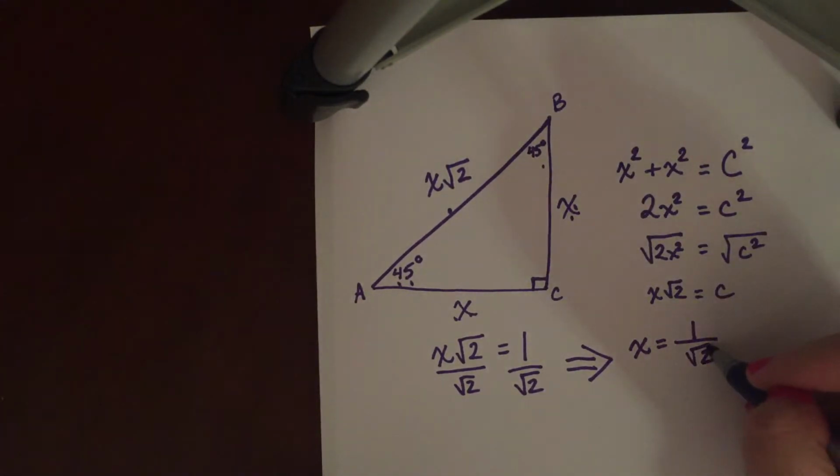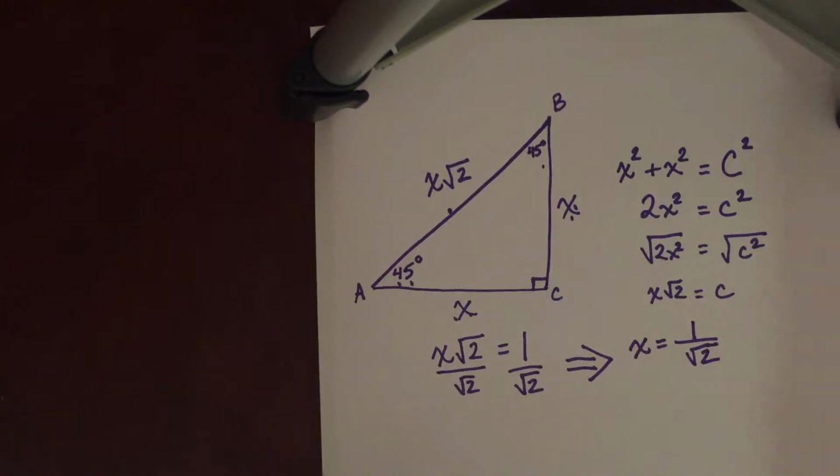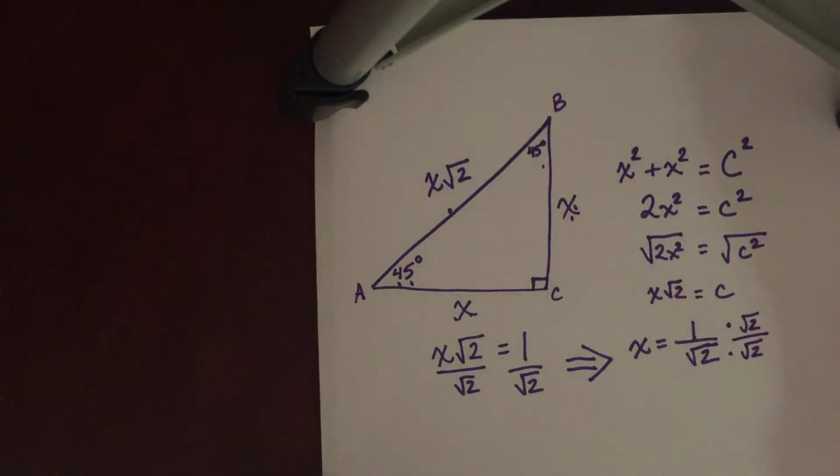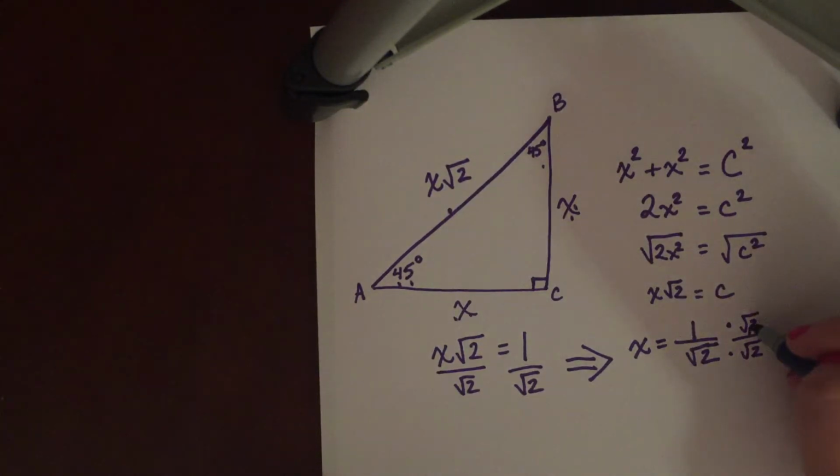And as a remnant of the old way of doing math before we had calculators, we like to rationalize our denominators. So we don't like to have radicals in the denominator. They make things harder when you're using tables instead of calculators. So all we do is we multiply by the square root of 2 on the top and by the square root of 2 on the bottom. And really, essentially, we're just multiplying by 1.